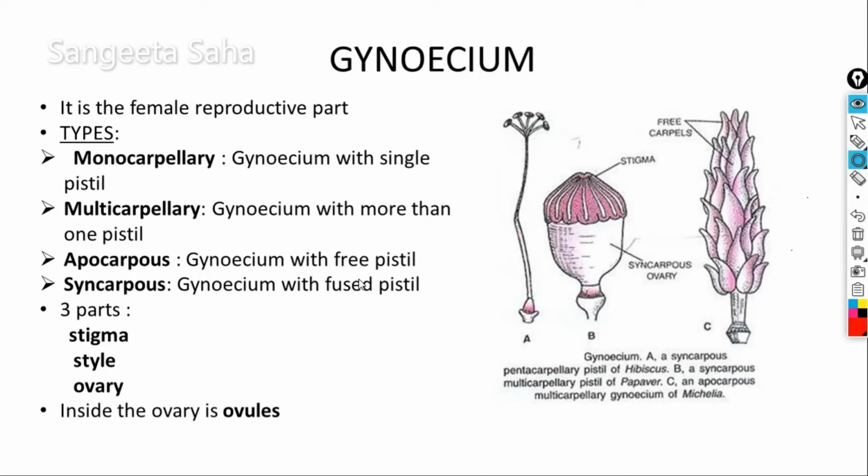Now, the female reproductive part has different types. First one is the monocarpellary, that means it has one pistil or a single pistil. Multicarpellary means when the gynoecium has more than one pistil. Another type of classification is apocarpous. Apocarpous means gynoecium with free pistils, like this one. And syncarpous means the one which is fused, like this. Now we are going to learn about the structure of the ovule.